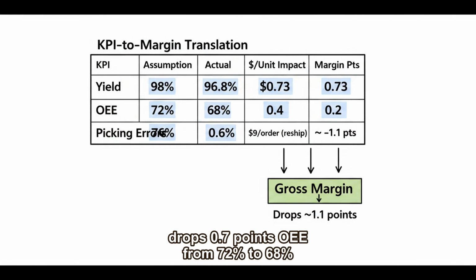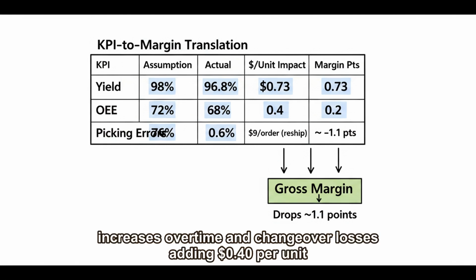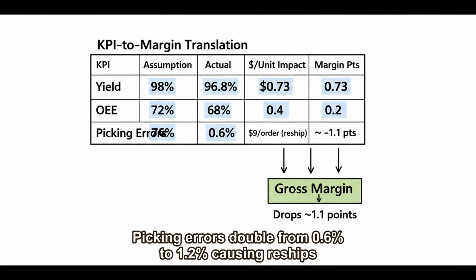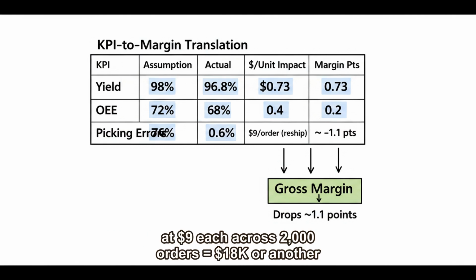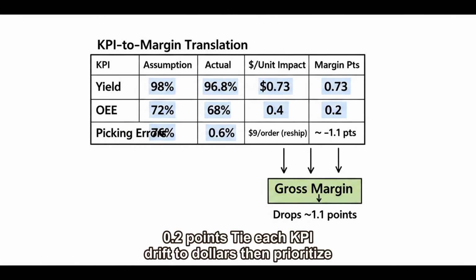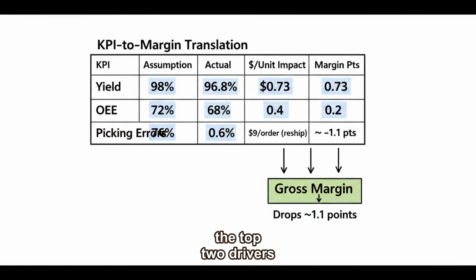OEE from 72% to 68% increases overtime and changeover losses, adding 40 cents per unit. Picking errors double from 0.6% to 1.2%, causing reships at $9 each across 2,000 orders, which equals $18,000, or another 0.2 points. Tie each KPI drift to dollars, then prioritize the top 2 drivers.